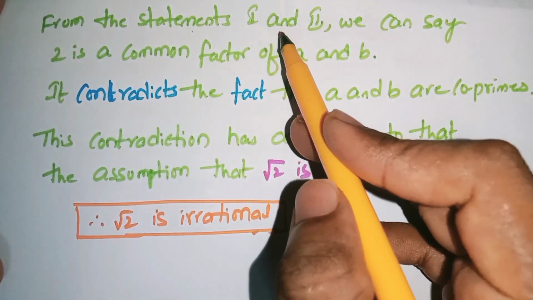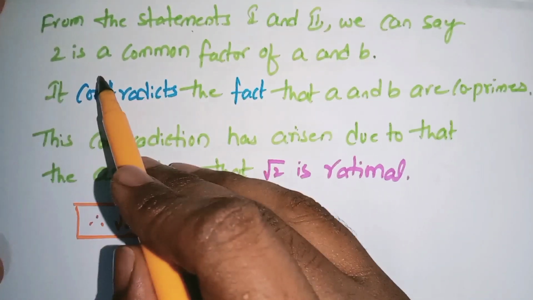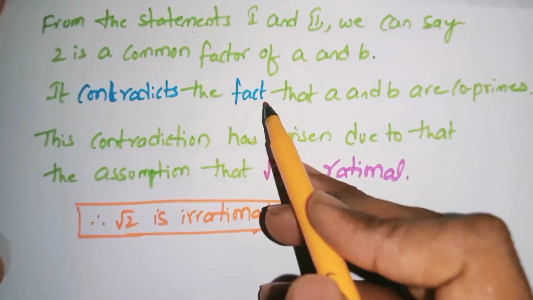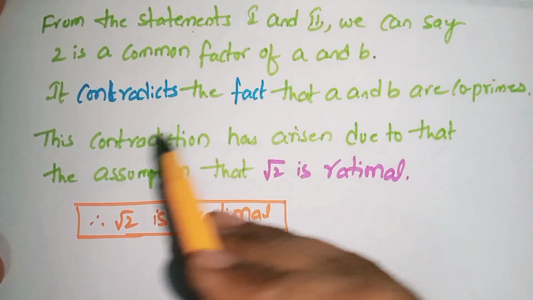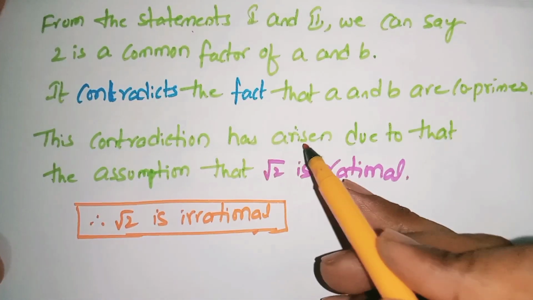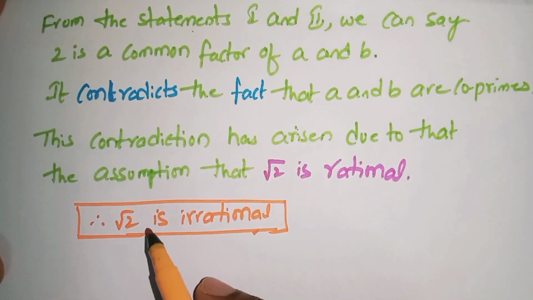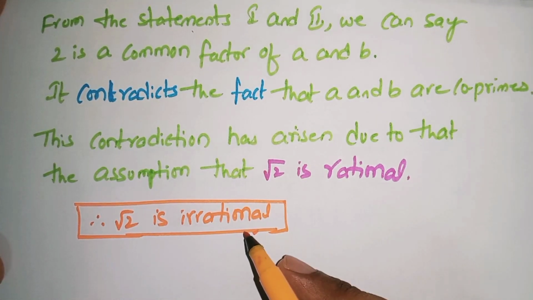From statements 1 and 2, we can say that 2 is a common factor of both A and B. It contradicts the fact that A and B are coprime. This contradiction has arisen due to the assumption that root 2 is rational. Thus, we can conclude that root 2 is irrational.